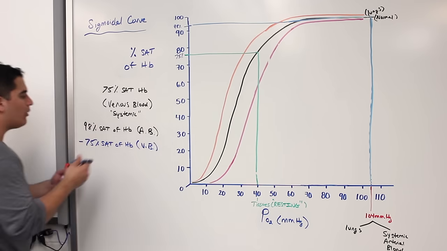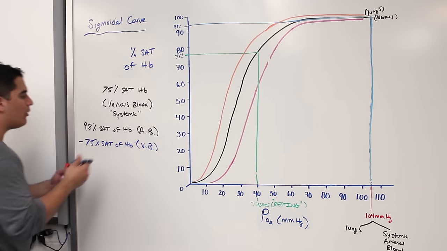So let's take a difference of 60% saturation of hemoglobin, but this is after gas exchange, which means it's in the venous blood, the mixed venous blood. If that's the case, then what's the difference going to be? This is approximately 98 minus 60, which is 38%. So 38% oxygen unloaded at this resting point, in this case on the pink curve.